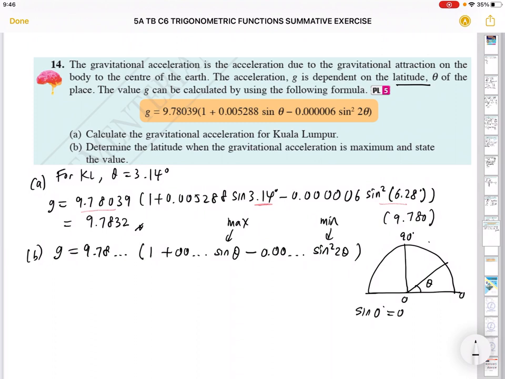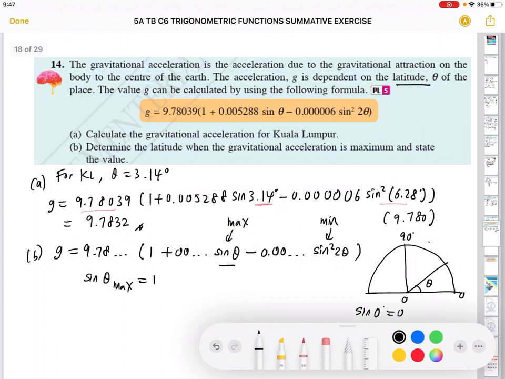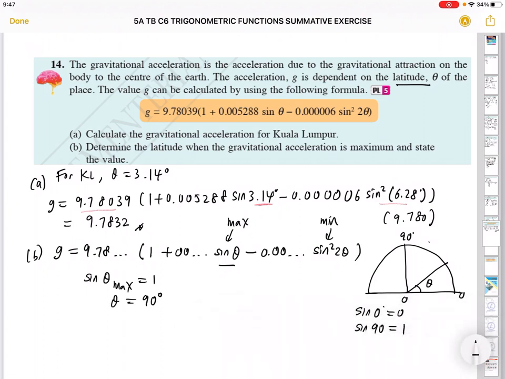So when your sine theta is maximum at 1, theta will be what? 90, right? When theta is 90, what happened to sine 2 theta? Sine 2 theta will be sine 180. What is sine 180? 0. Wow, this is perfect. So this is going to give us the minimum value. Your sine 2 theta is going to be 0 when your sine theta is 1 at 90, right?